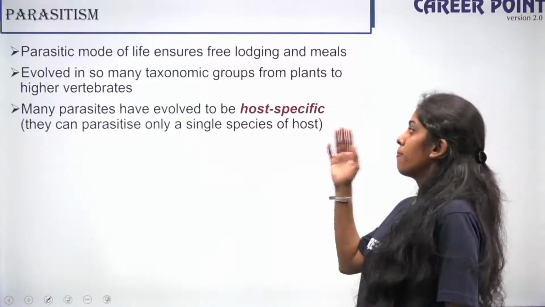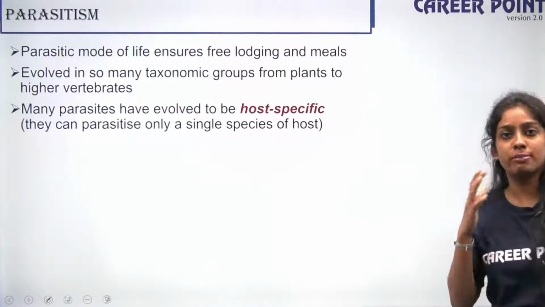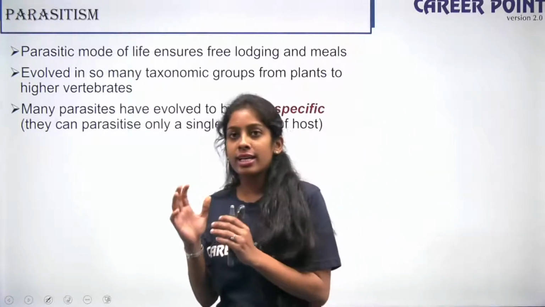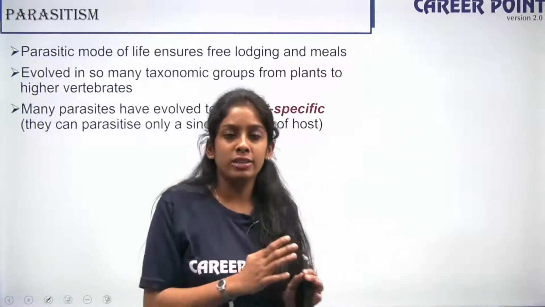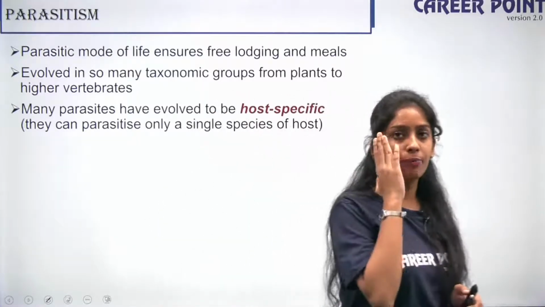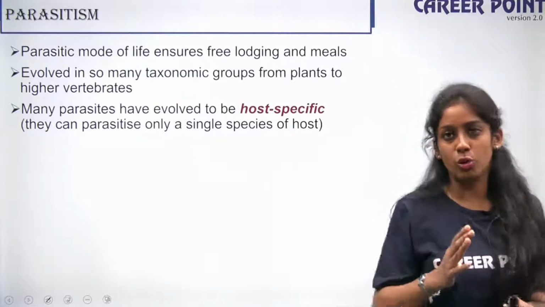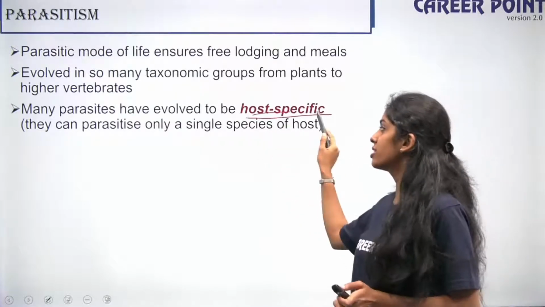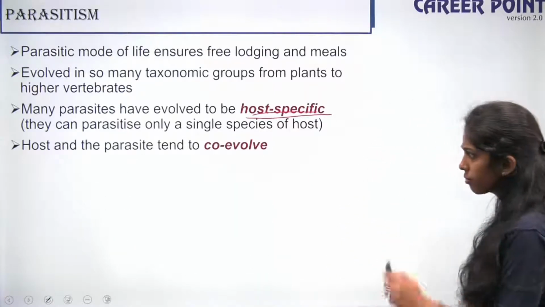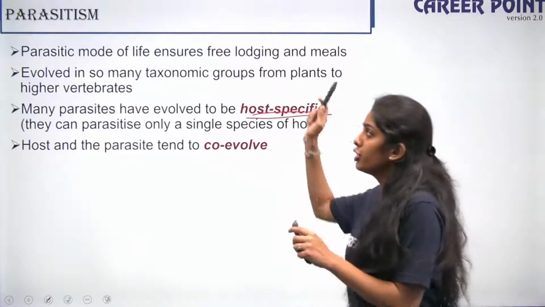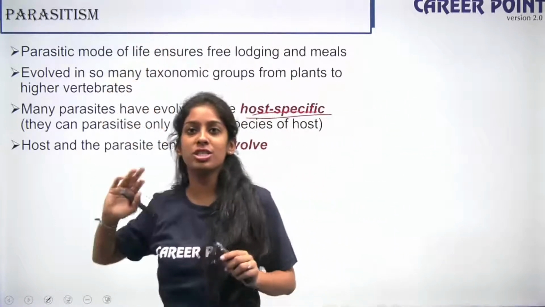Many parasites have evolved to be host specific. For example, a particular insect will become a parasite only on that particular host. They are very, very host specific. They can parasitize only a single species of host. But the host and the parasite tend to co-evolve to ensure that the parasitism interaction is maintained.